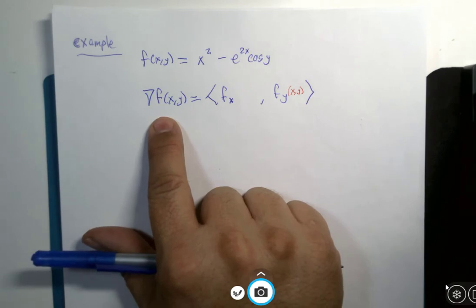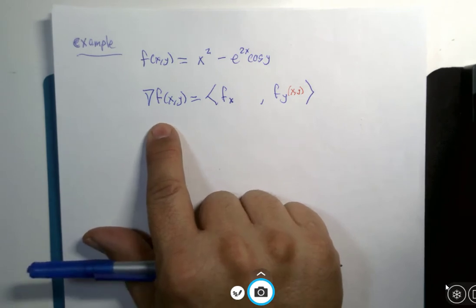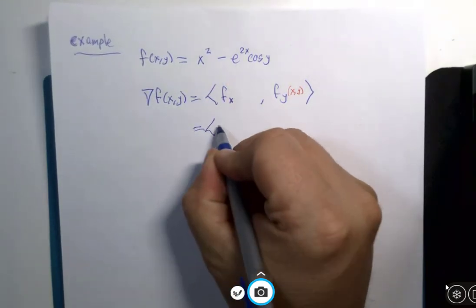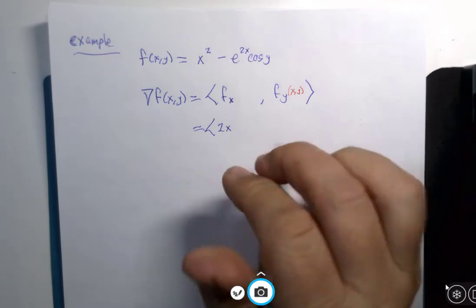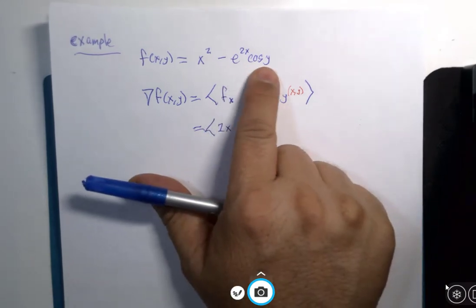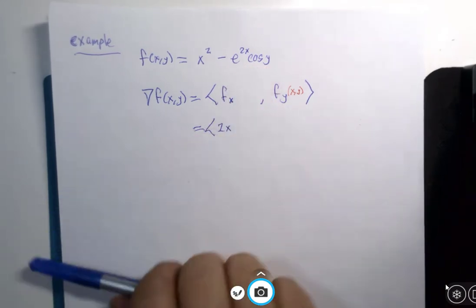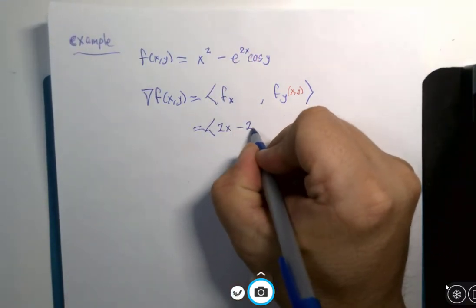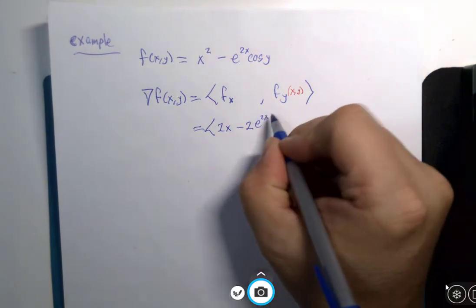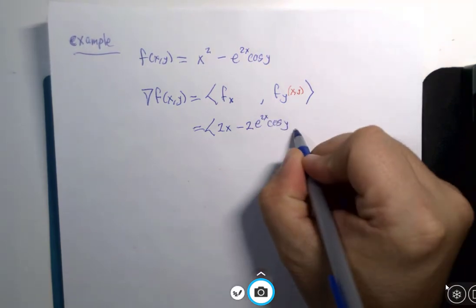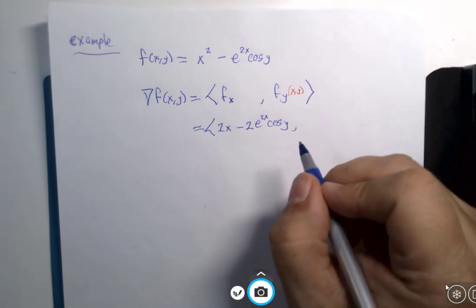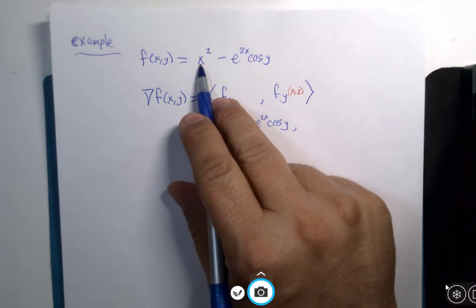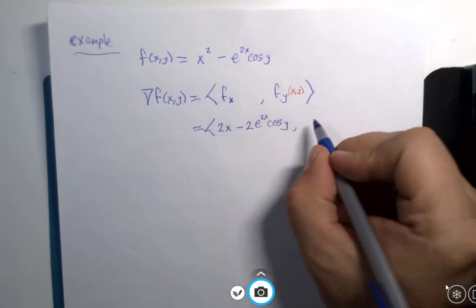So gradient f of x, y, we need the x partial derivative. Well, the derivative of x squared, hey, that's my favorite, 2x. And if x is the variable, that means cosine y is nothing more than a constant, so I just need to find the derivative of e to the 2x, which is 2 times e to the 2x. Cosine y is a constant there. So then the y partial derivative, the derivative of x squared is 0, and the e to the 2x is a constant.